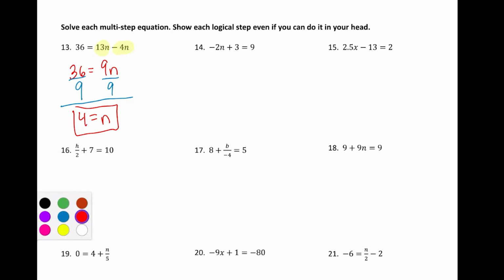Number 14 is a two-step equation. There's no like terms here, so we don't have to worry about combining any like terms. First thing we're going to do is subtract 3 from both sides. So I have negative 2n equals 6. Then I'm going to divide both sides by negative 2 to get n equals negative 3.